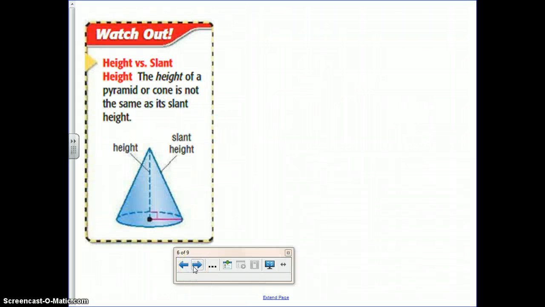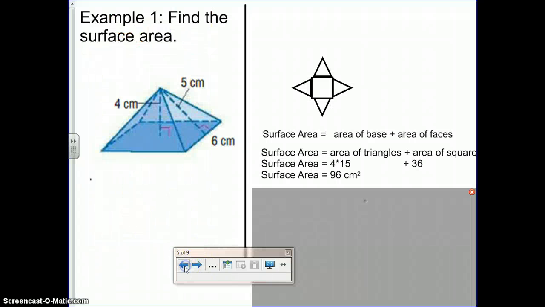But it's important to keep the height of shapes separate from their slant height. In this case, we're using the slant height, not the height. So they gave us some extra information that we don't need because right now we're just trying to find the height of that actual triangle to find its area. Later when we talk about volume, we will be using the height of this pyramid.